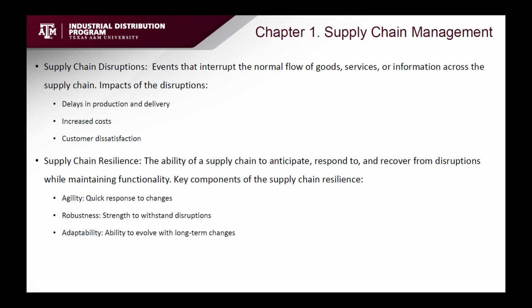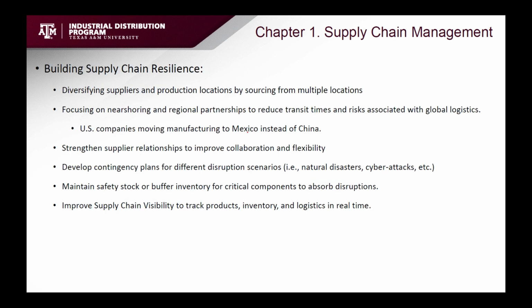Resilience has three components. Agility: quick response to changes. If demand suddenly shifts, can you reroute production in days, not months, days? Robustness: strength to withstand disruptions without breaking. Can you take a hit and keep operating? And adaptability: the ability to evolve with long-term changes. When the world shifts permanently, can your supply chain shift with it? Think of it this way. Agility is short-term. Robustness is the moment of impact. Adaptability is long-term.